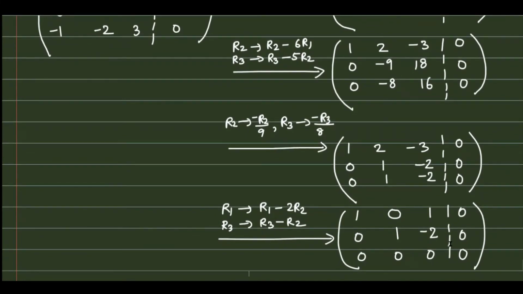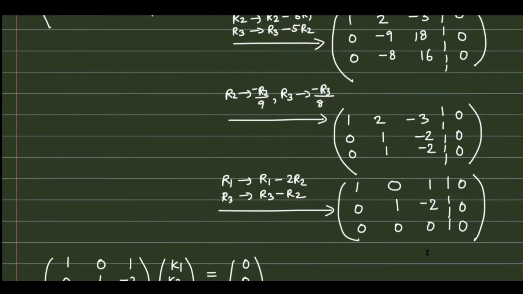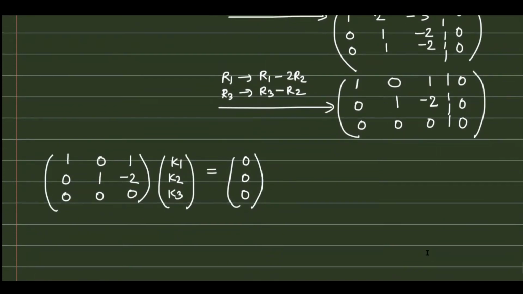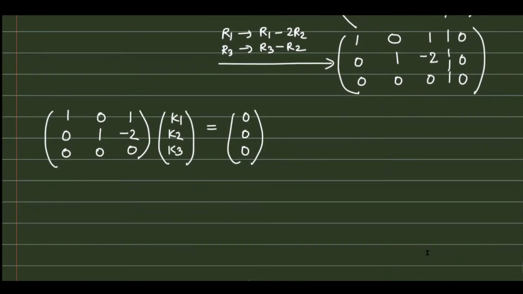And next we use the transformations R1 becomes R1 minus 2R2, R3 becomes R3 minus R2. So the new matrix is [1, 0, 1, 0; 0, 1, minus 2, 0; 0, 0, 0, 0], and here all the values in the last row are 0. So now instead of the matrix A, we can use this matrix: [1, 0, 1; 0, 1, minus 2; 0, 0, 0] times the matrix K1, K2, K3 equal to 0, 0, 0. So this is the matrix form.